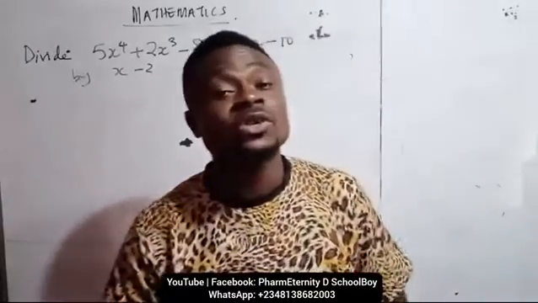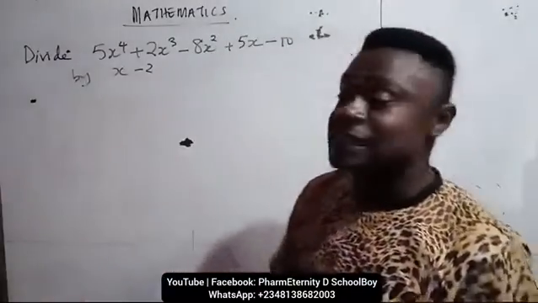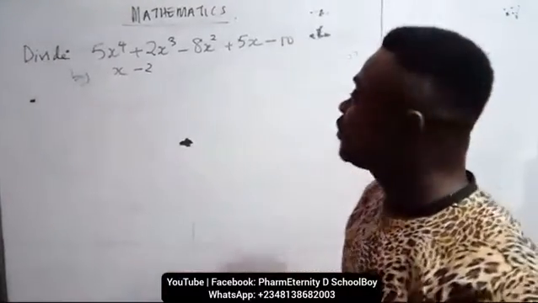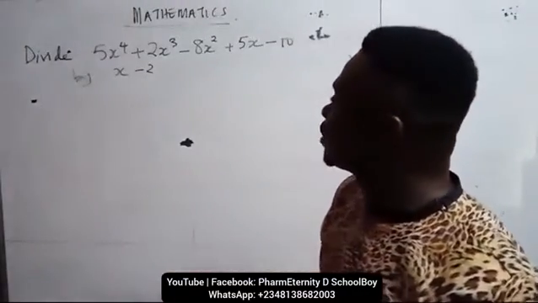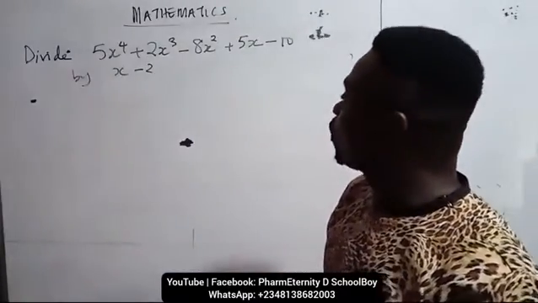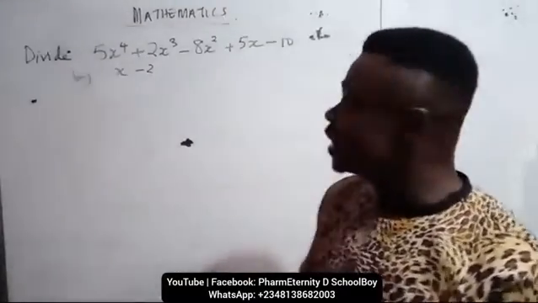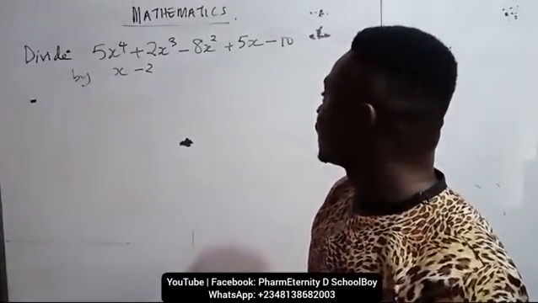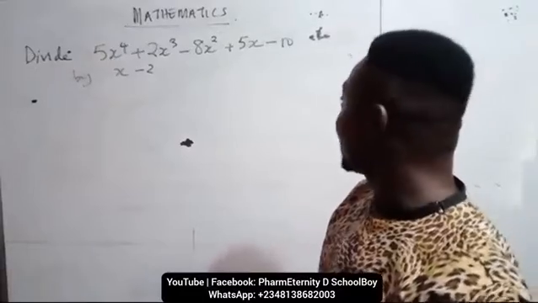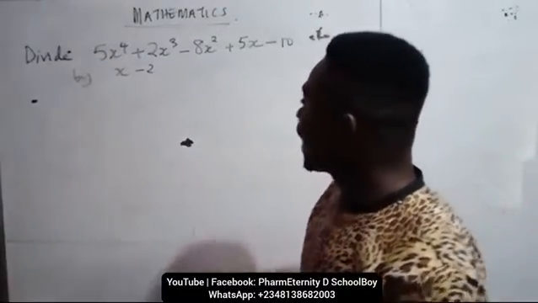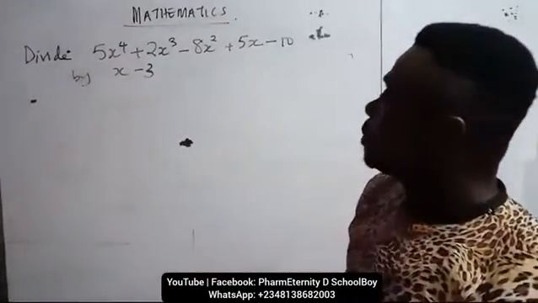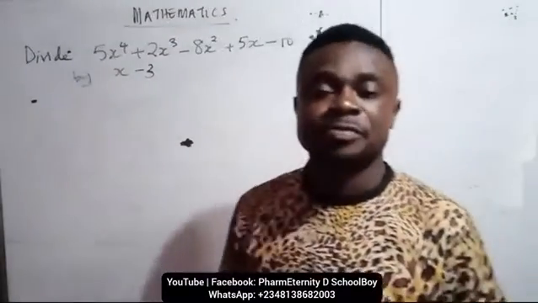Today we are going to take a look at mathematics. We have a question on the board. The question says, divide 5x raised to the power 4 plus 2x raised to the power 3 plus 8x raised to the power 2 plus 5x minus 10 by x minus 3.